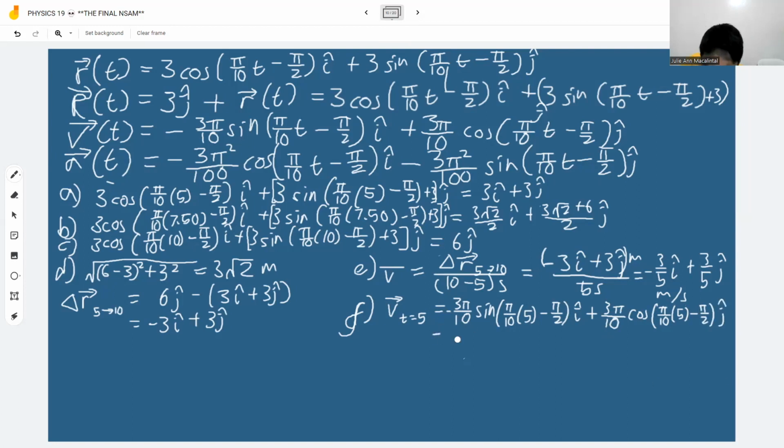Okay. So yung cosine should be 0, no? Yung sine pala magiging 0. So may iwan dyan yung j component.